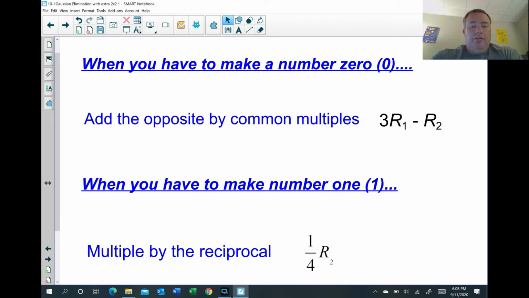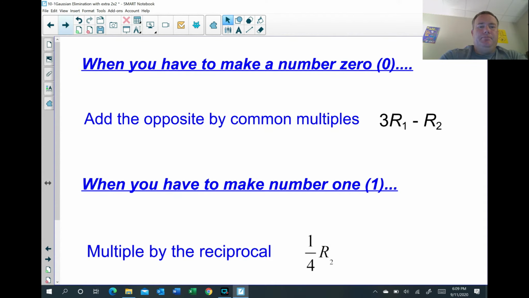When you have to make a number 1, in other words, you have a 2 or a 5 or something, and you have to make it just a 1, you're going to be multiplying by the reciprocal of whatever is in that column or row. So keep those in mind. If you learn those two things, there are a couple other little things in here, but if you get the idea, this won't be as bad.